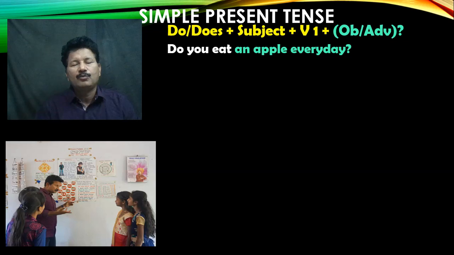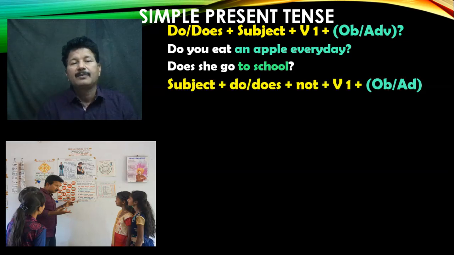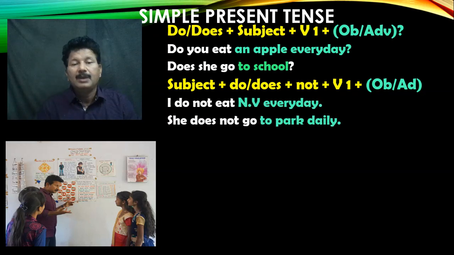Now let's look at the sentence patterns. The yes or no question will have do or does plus subject plus V1. So like, do you eat an apple every day? And with she or he, it is does. So does she go to school daily? Now, subject plus do or does not plus V1. This is a negative sentence structure. So I don't eat an apple every day. She doesn't go to the park daily.